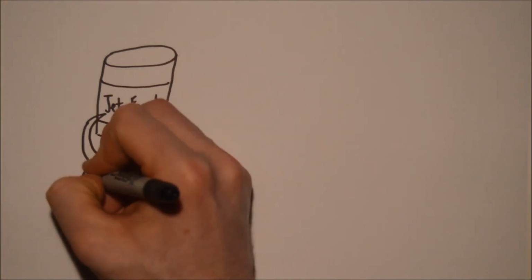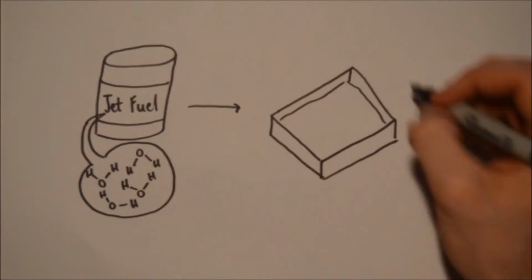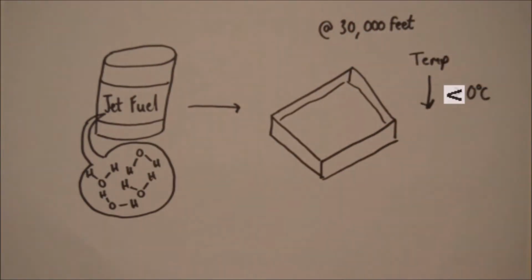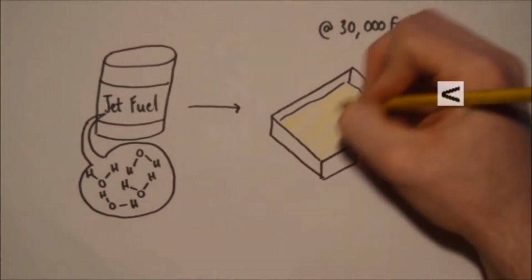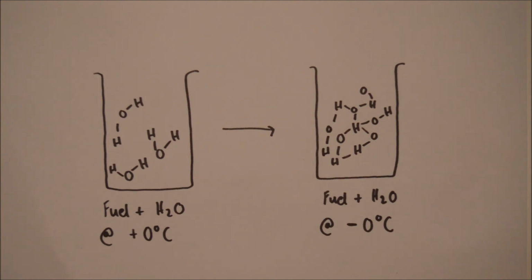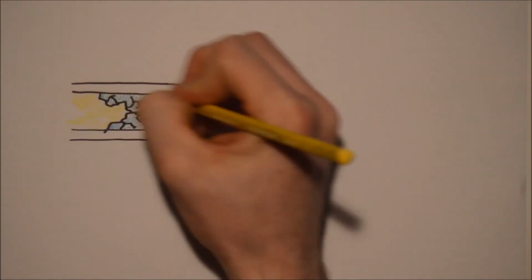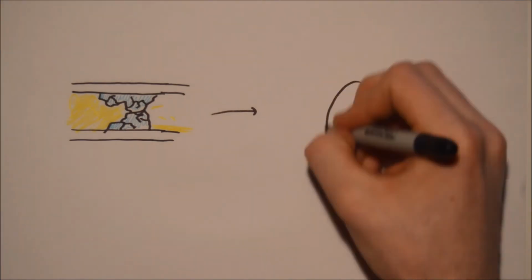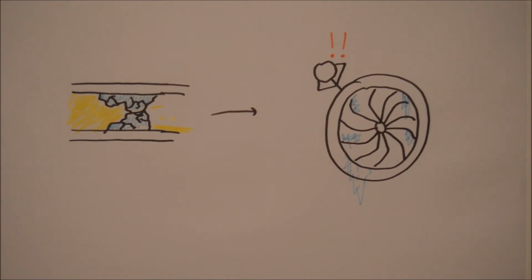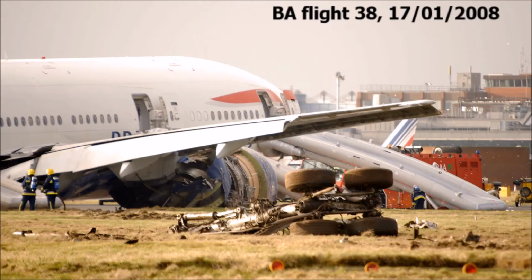Water contamination is an interesting cause of the lean flameout. At high altitudes, the temperature of the fuel decreases due to the upper atmosphere's lower temperatures. This can cause the dissolved water in fuel to precipitate out and freeze to ice, blocking fuel pipes and starving engines of fuel, as happened on British Airways Flight 38.